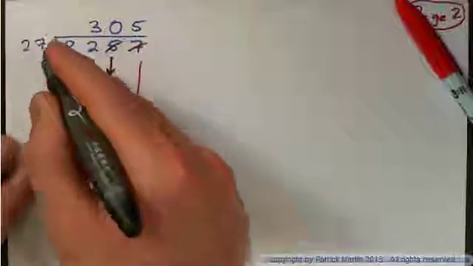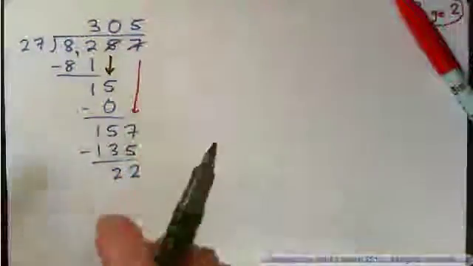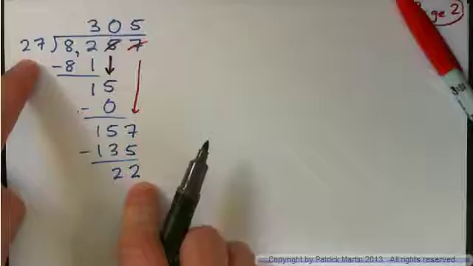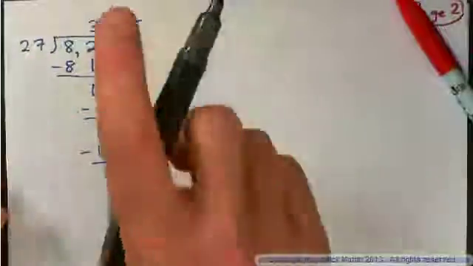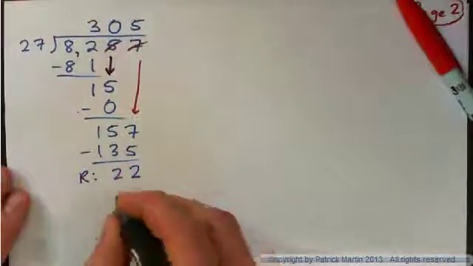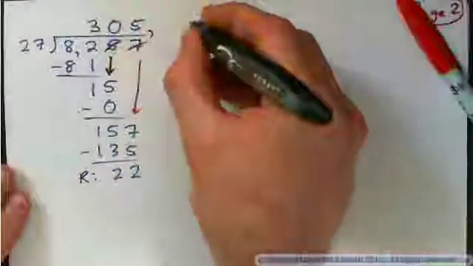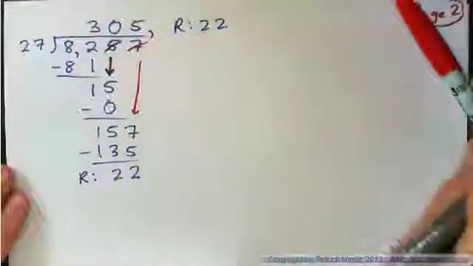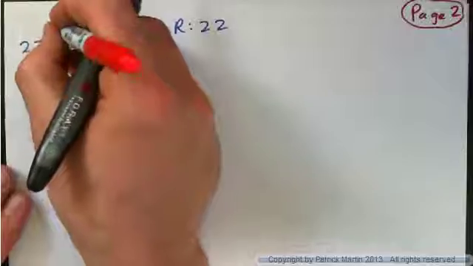So now 27 into 22 goes 0 times. So this number is smaller than 27, so I did guess the correct number up here. But my remainder now is 22. So you can say your answer is 305, remainder 22. Right? So this is our answer.